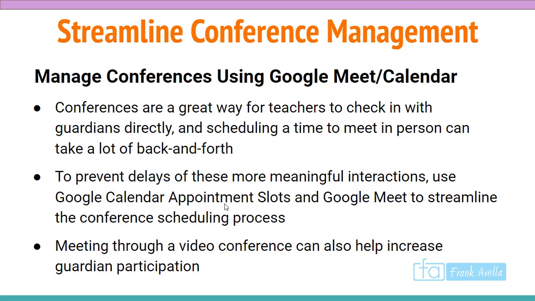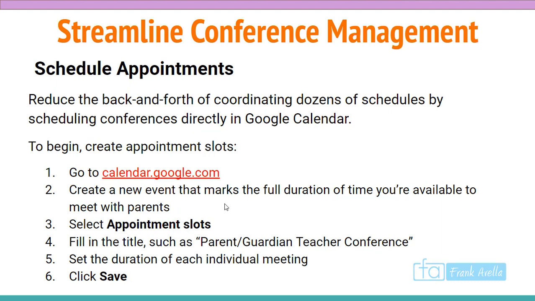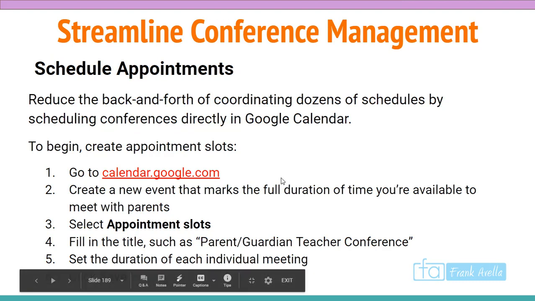Okay. Now, a meeting through a video conference can help increase Guardian participation. So if you're conversing with a parent, it's going to get them more involved. Schedule appointments, right? So reduce the back and forth by scheduling appointments, and you can do this directly in Google Calendar to begin to create appointment slots.